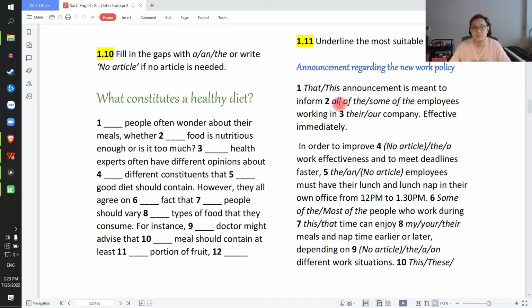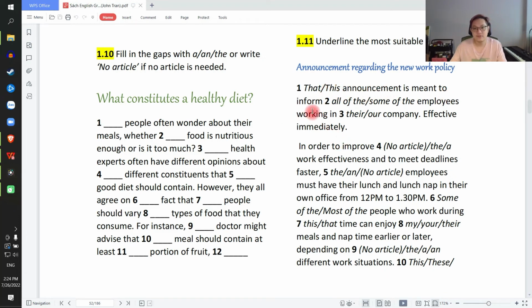So it informs all of the employees in our company effective immediately, because normally an announcement of new work policy does not affect just some of the employees, you know, because it could create some kind of unfairness. So that's why it has to be all of the employees. Thường thì một bản thông báo về chính sách làm việc mới nó sẽ ảnh hưởng đến tất cả nhân viên, chứ nó thường không ảnh hưởng đến một vài nhân viên đâu. Tại vì nếu mà ảnh hưởng một vài nhân viên nó gây cái sự không bình đẳng, không có fair, không có công bằng. Nó phải là all of the employees.